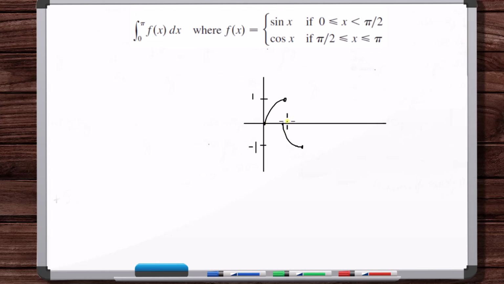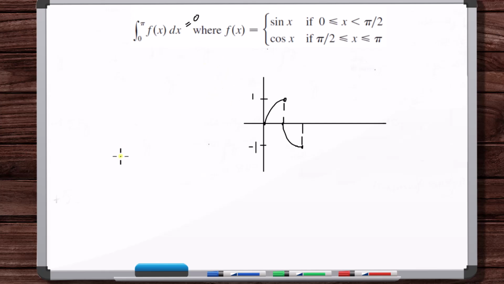Okay. And so we want to integrate from 0 to pi, from here to here. This is a jump discontinuity, but this is integrable. It's going to be this area minus this area, and so we see it's going to be 0, because the sine and cosine are the exact same function, just shifted. So this is going to be 0.